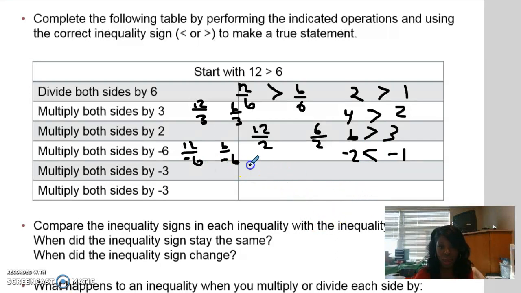Let's do 12 divided by negative 3. And let's do 6 divided by negative 3. 12 divided by negative 3 is negative 4. 6 divided by negative 3 is negative 2. Is negative 4 greater than negative 2? No. Negative 4 is, in fact, less than negative 2, okay? Let's do one more. Let's evaluate 12 divided by negative 3. And then let's do 6 divided by negative 3. 12 divided by negative 3 is negative, hold on.